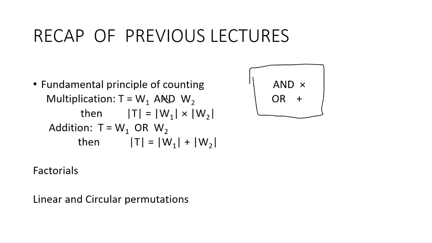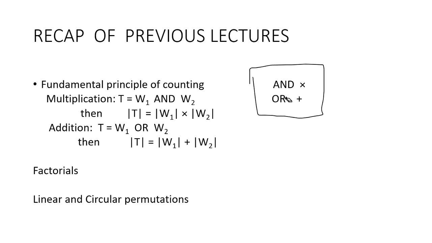We have discussed the fundamental principle of counting, both multiplication and addition. In case of multiplication, a task is divided into two works, W1 and W2. In case of addition, a task can be performed in two formats, W1 or W2. Coming to multiplication, the number of ways of completing the task is equal to the number of ways of doing W1 times the number of ways of doing W2. Coming to addition, the number of ways of completing the task is equal to the number of ways of doing W1 plus the number of ways of doing W2.